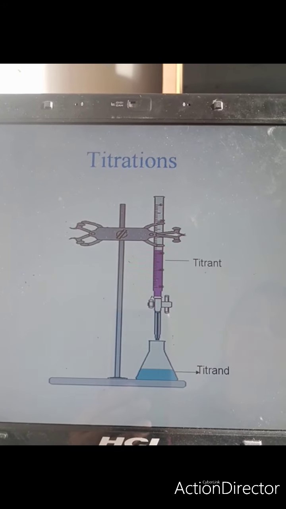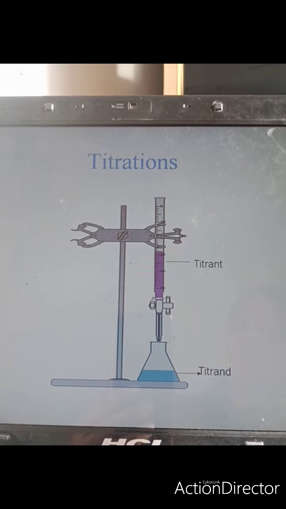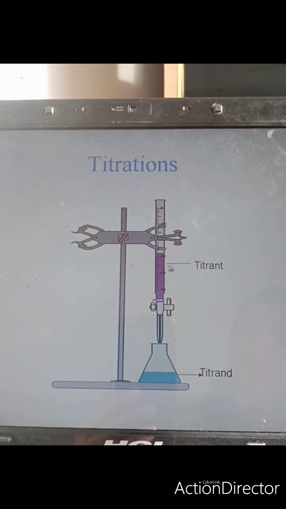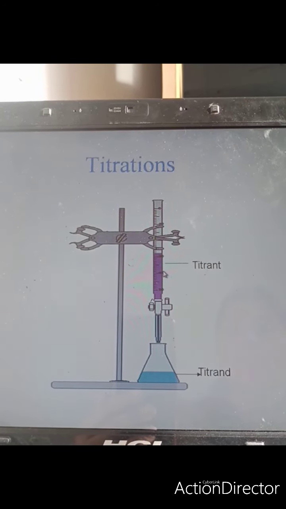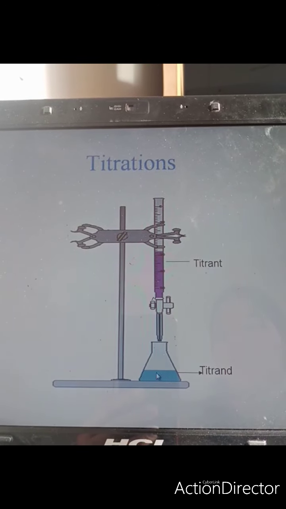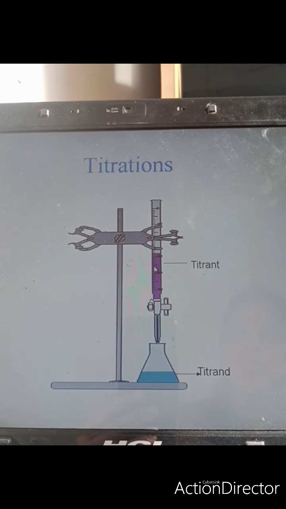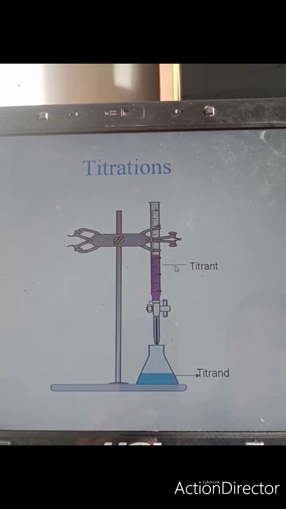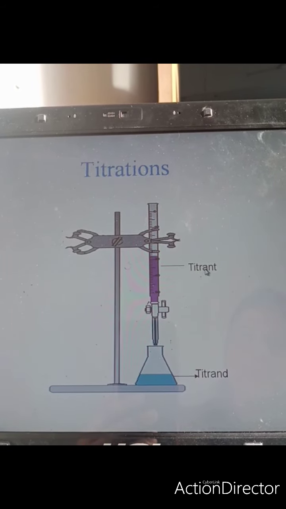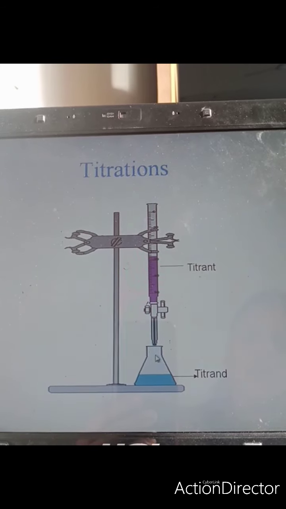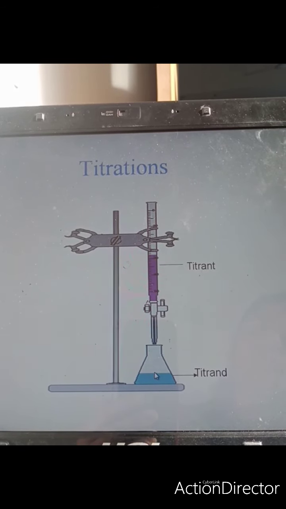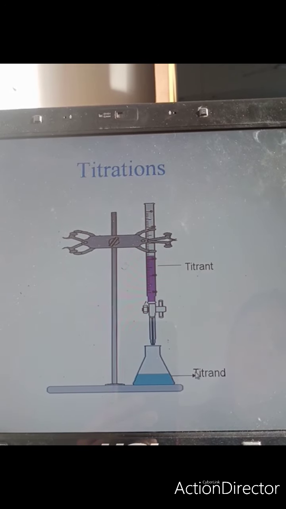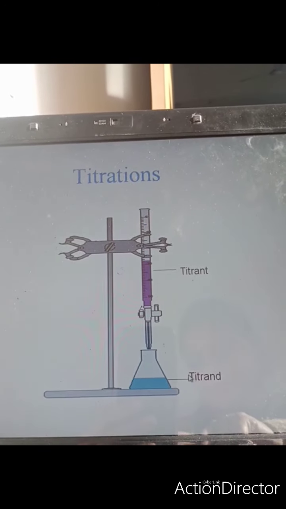Today's topic is titrations, also known as volumetric analysis. Titration, or volumetric analysis, is a method of analysis in which you find the unknown concentration using a standard solution. A standard solution is a solution of known concentration, which we also call the titrant. It is taken in the burette, while the solution of unknown concentration is taken in the conical flask, and that is known as the titrand.